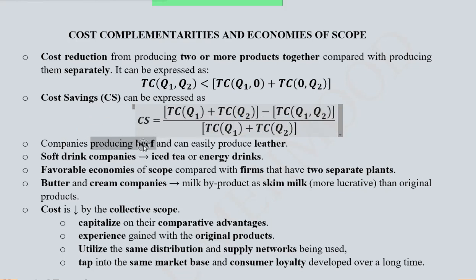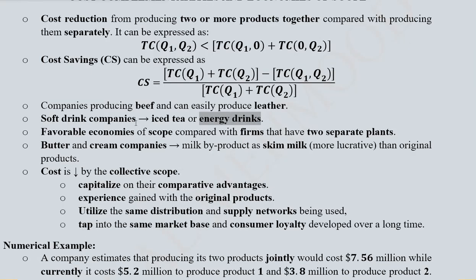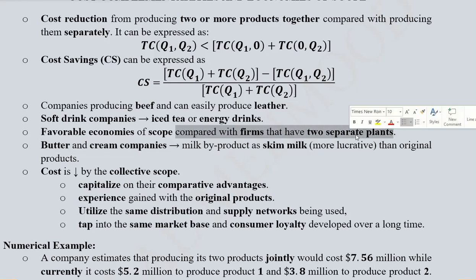Companies produce beef. When they produce beef, they can also produce leather because leather is the skin of the cattle from which we get beef. And when we have soft drink companies, they can also produce iced tea or energy drinks. This is another situation where they can benefit from the economies of scope, and these are favorable compared with firms that have two separate plants. So instead of having two plants, there can be one plant where the production can take place in a combined way, and that will give us a favorable outcome in the form of economies of scope.